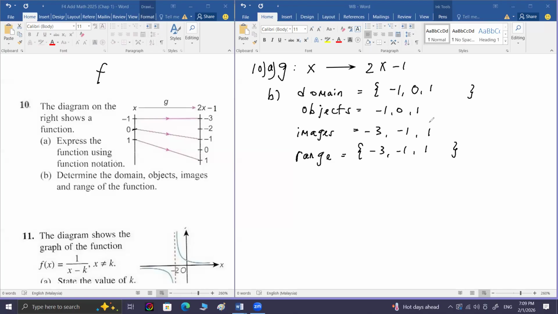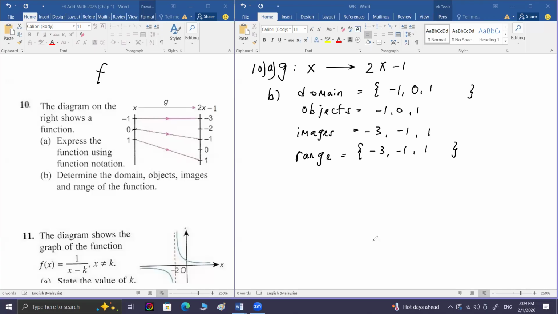Okay, can you follow? All the left side, we call it domain. All the right side, we call it codomain. But if I say image or object, you must see whether it is arrow out or arrow in. Then all the images, we put in set notation as the range. Okay, write down this first. Finished writing? Can you get the answer, yeah?